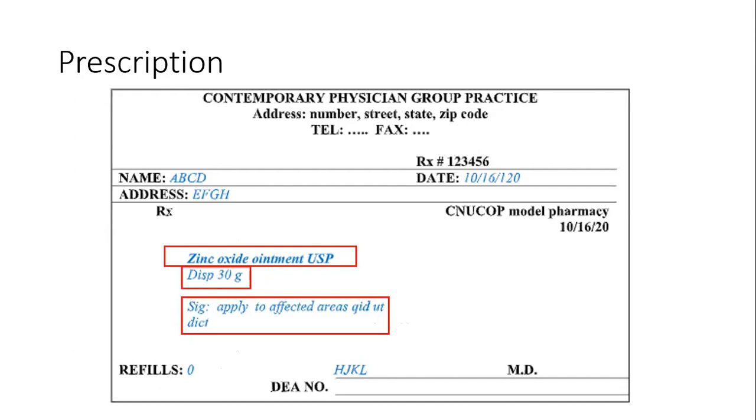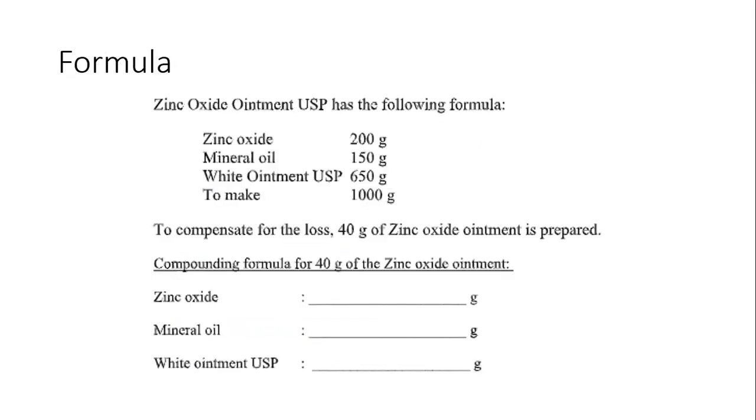The SIG, or directions, state that we are to consult the patient to apply to affected area, QID, or 4 times daily, UTIC, or as directed. The second part of our handout is our formula for compounding the prescription. It is important to understand that this means before proceeding with our calculations.